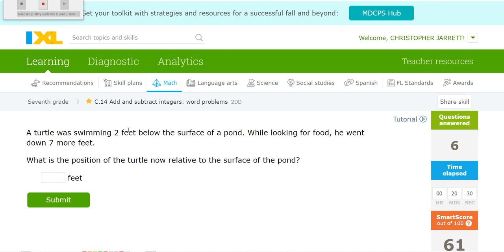A turtle is swimming 2 feet below the surface of a pond while looking for food. He went down 7 more feet. What is the position of the turtle now relative to the surface of the pond? So what does that mean? I have 2 feet below, so that means negative 2. While looking for the food, he went down 7 more, which means negative 7.